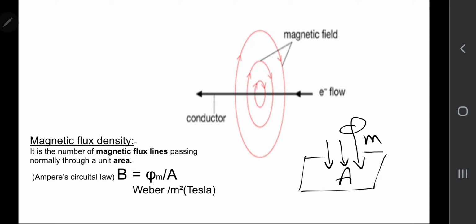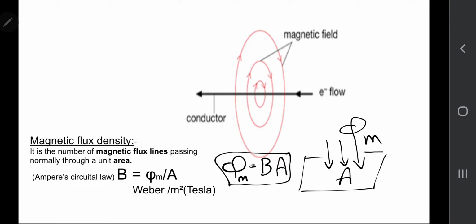This law is called Ampere's circuital law, or when I need to know the units of each part in this law, the magnetic flux density B has units of Tesla and phi m is in Weber. So Tesla equals Weber per meter square, because the area is in meter square. This is an equivalent unit. From the law, phi m equals B times A.